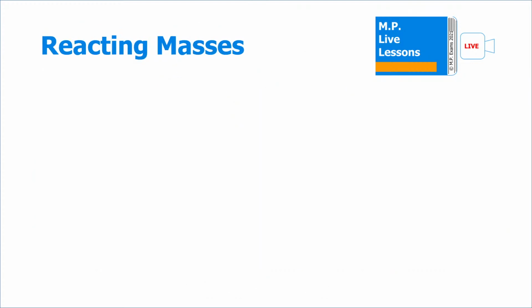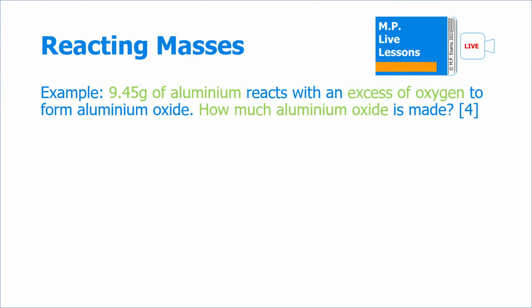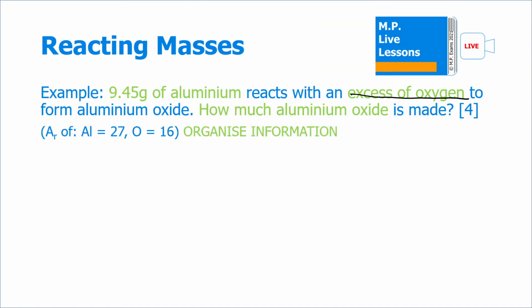Next we have reacting masses. So we'll be given an equation that's this time balanced. For example, 9.45 grams of aluminium reacts with an excess of oxygen, so that's more oxygen than you need. So you can just ignore this basically to form aluminium oxide. So how much aluminium oxide is made? 4 marks. And we're given the ARs of each atom.